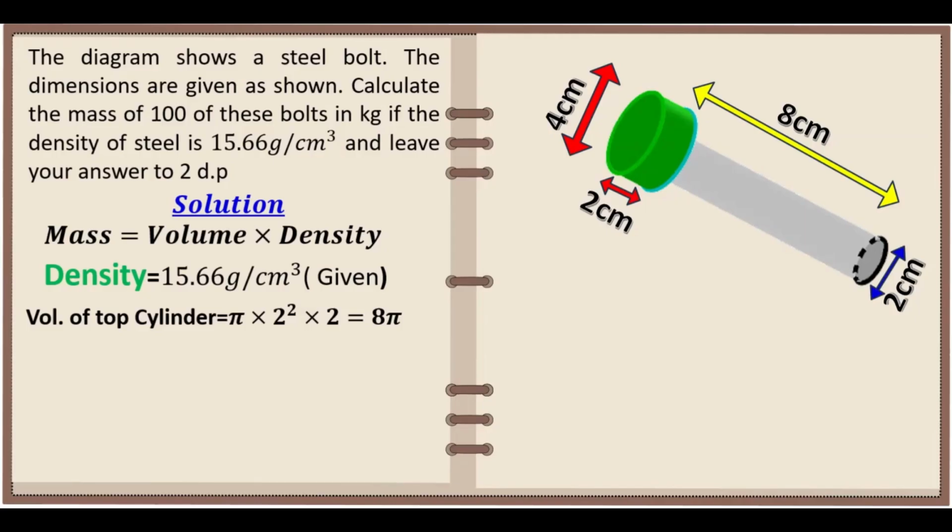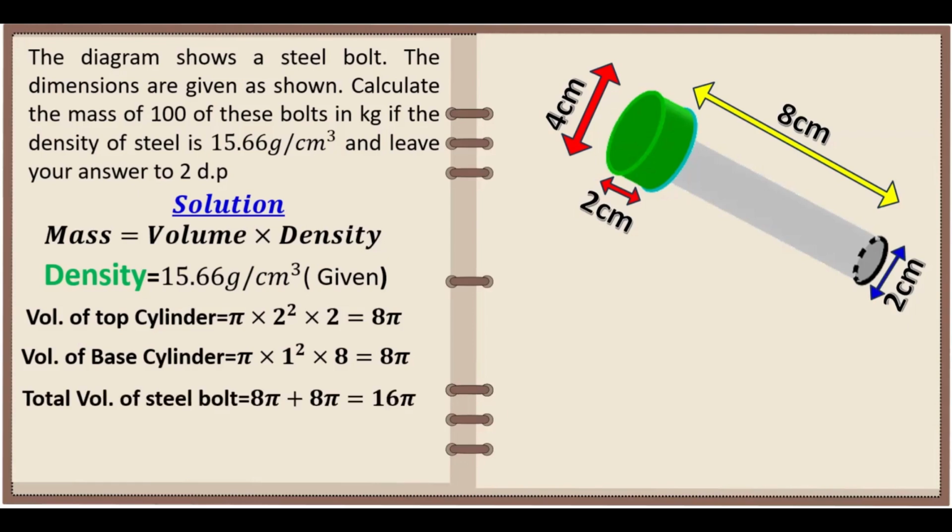Now we are going to proceed to find the volume of the cylindrical body. So we look at the volume of the base cylinder, which is the light-colored cylindrical body. The diameter of this cylindrical base is 2 centimeters, and radius is half of this diameter, which is 1 centimeter. The height is given as 8 centimeters. If we put this, we'll be able to get the volume of this cylindrical body to be 8 pi. So the total volume of this steel boat is going to be 8 pi plus 8 pi, and this gives us 16 pi. So we now substitute the value of pi, which is 22/7.